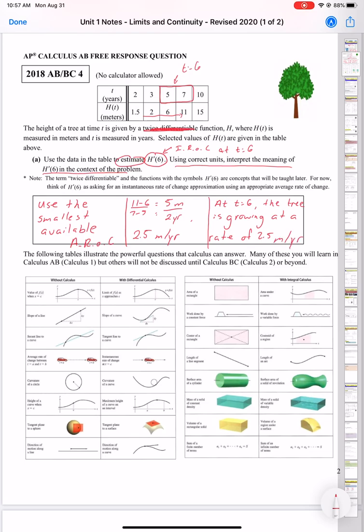So now we have given correct units. We've interpreted the meaning of this answer in the context of this problem. We told exactly what that 2.5 means. At t equals 6, the tree is growing at a rate of 2.5 meters per year.